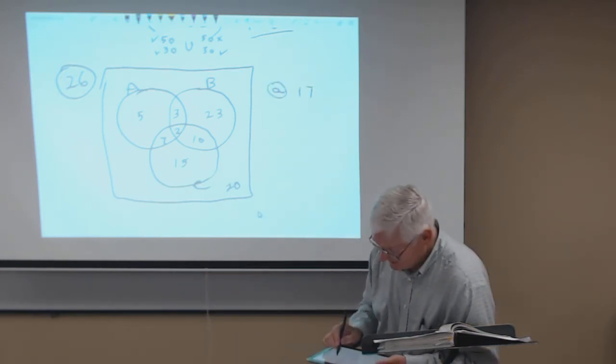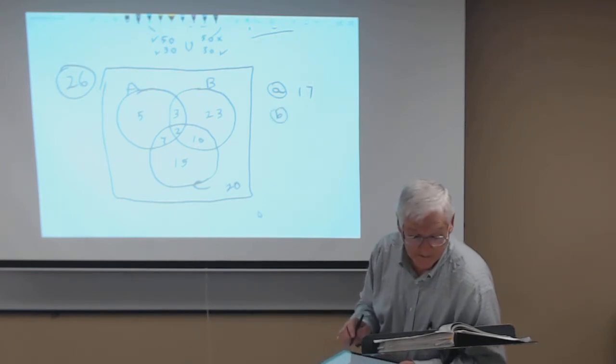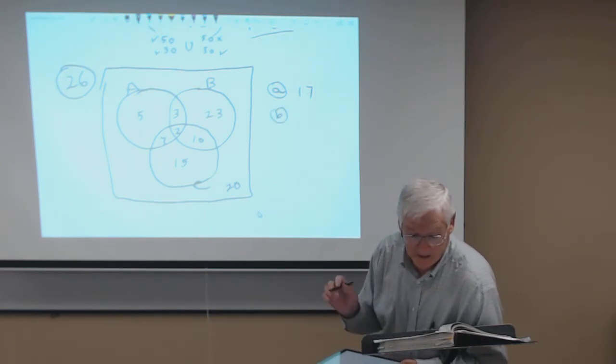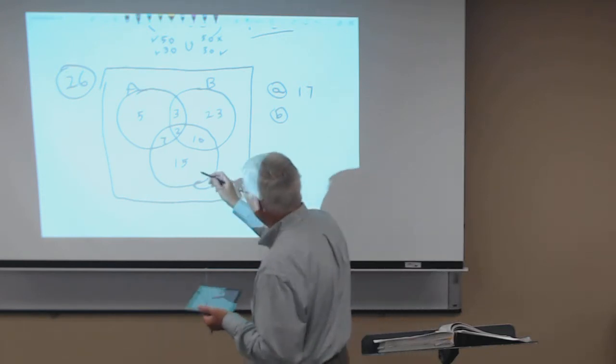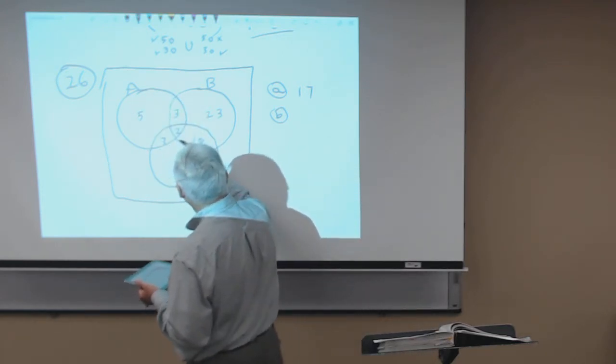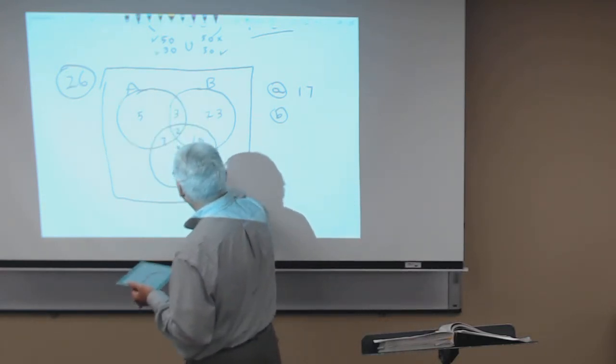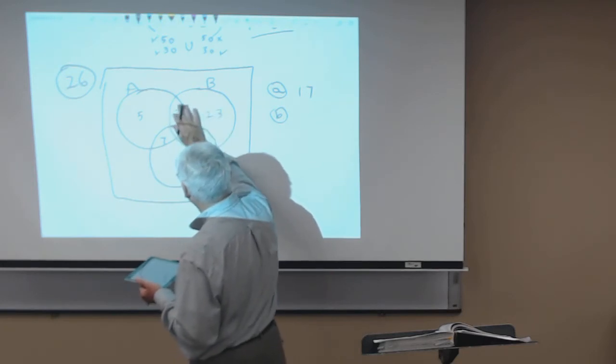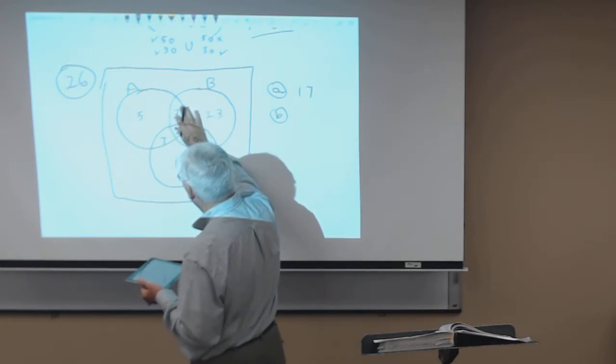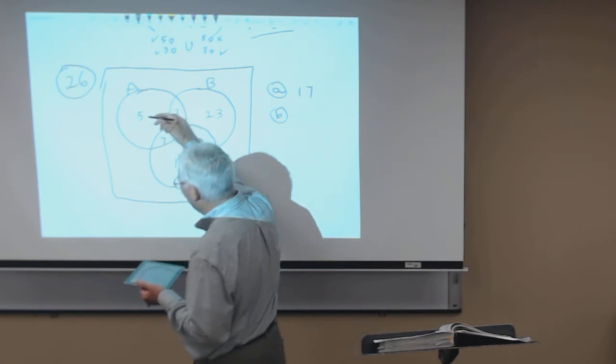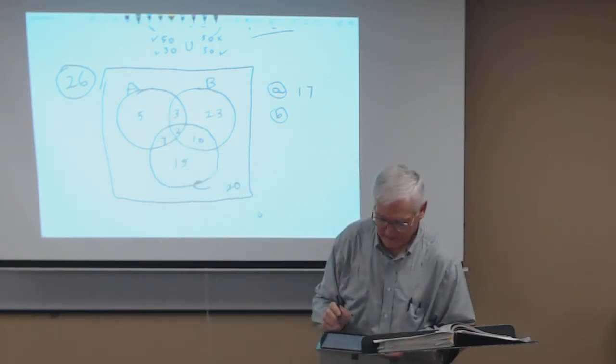B. How many people buy product A but not B? A but not B. 7 and 5 would be what? 12.